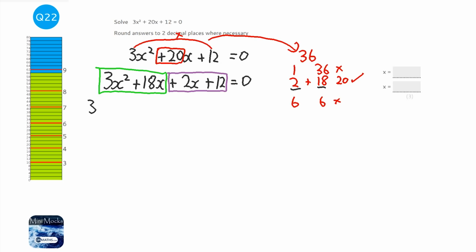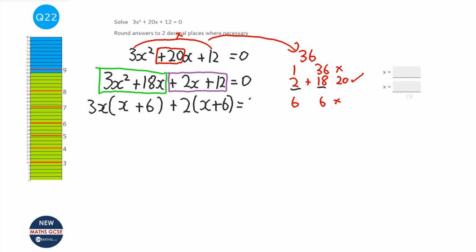Well, definitely a 3 can come out of both of those, or divide out of both of those, and an x. So 3x squared divided by 3x is just going to be x. 18x divided by 3x, well 18 divided by 3 is 6, and x divided by x is just 1, so 6 times 1 is just 6. And then same thing again, so that's going to be 2 on the outside, and x plus 6.